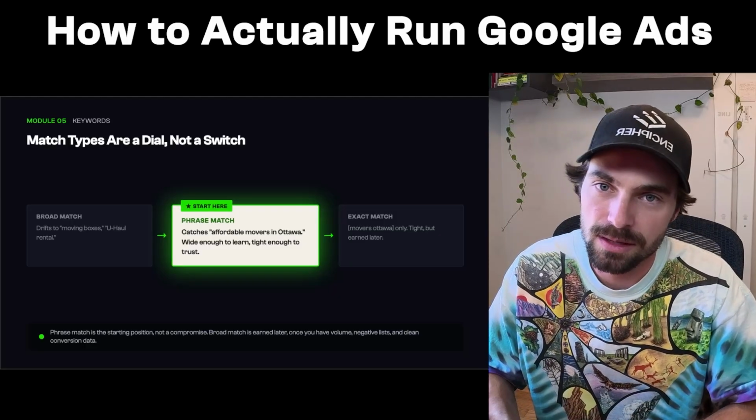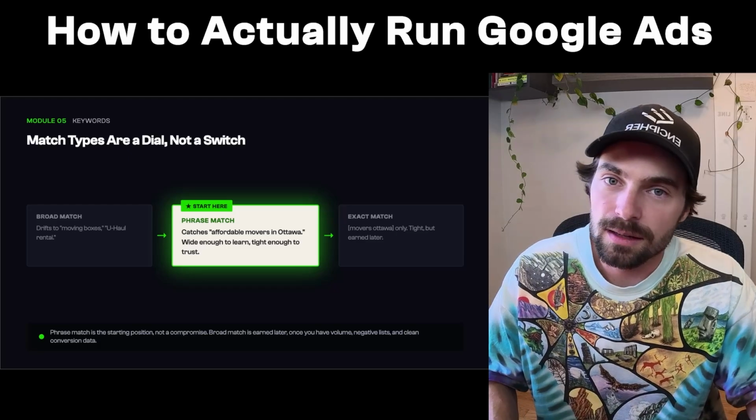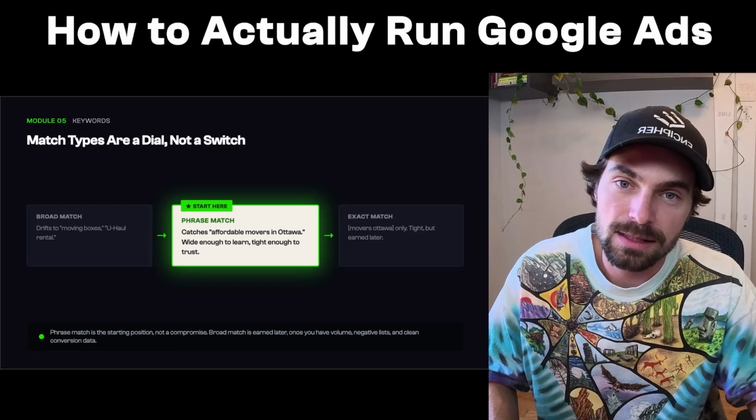A lot of Google Ads videos talk about this. We always start a new account with phrase match, and we basically go from there.